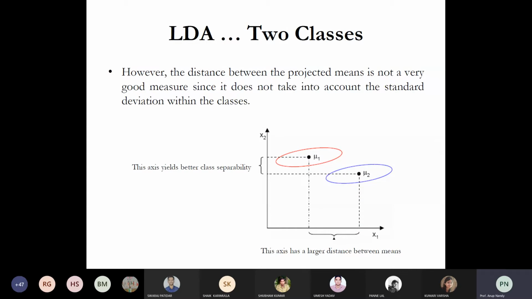As you can see here, if you plot x1 and x2, and you project in the x1 direction, you will not have a very good separability. Similarly, if you project in the x2 direction, you will not have a very good separability. But if you plot it on this axis, you will have this larger mean difference. So your objective is to find a larger mean difference.